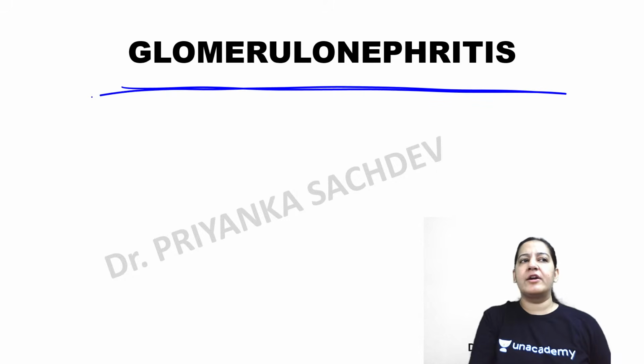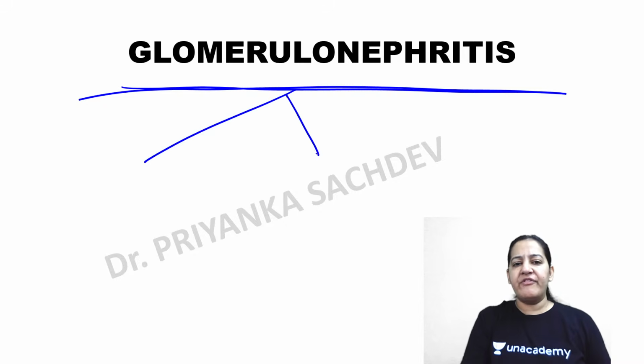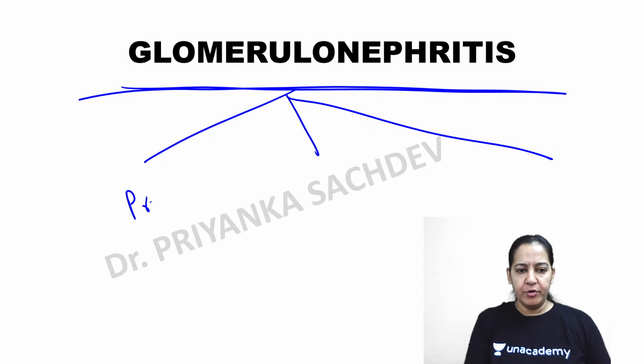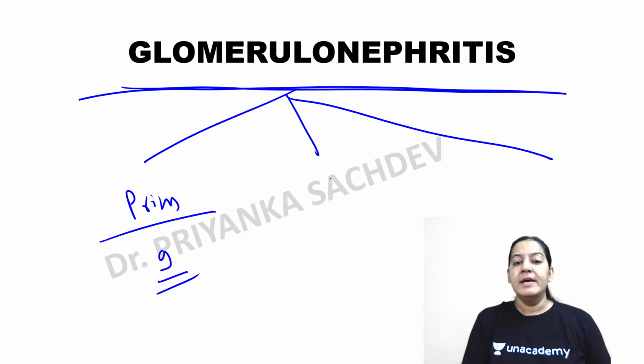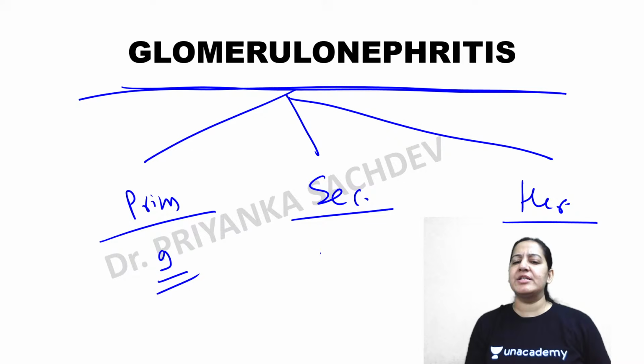Yesterday we already started glomerulonephritis. Let's see the first classification of glomerulonephritis. Glomerulonephritis are of three types. Primary glomerulonephritis, which includes 9 types. Secondary glomerulonephritis, there are many, but I will teach you 3-4 which are important, right? And the hereditary glomerulonephritis, which are 4 in number.